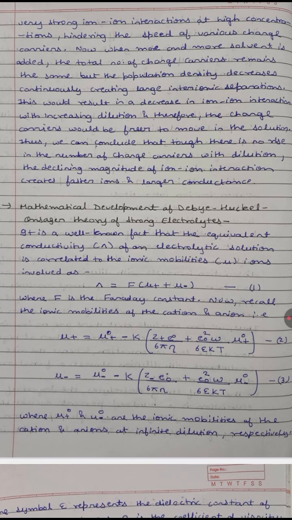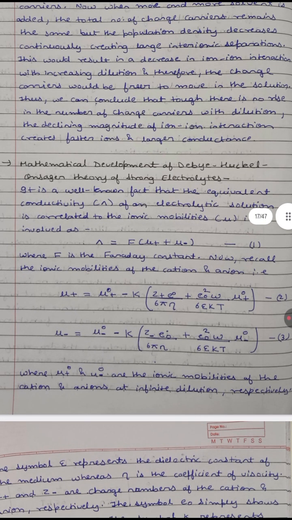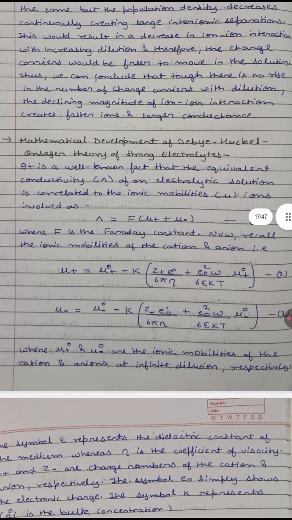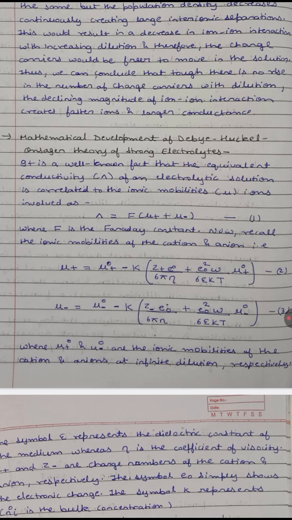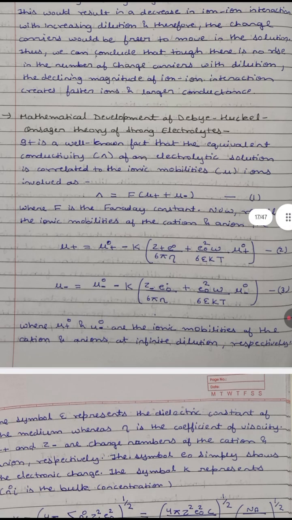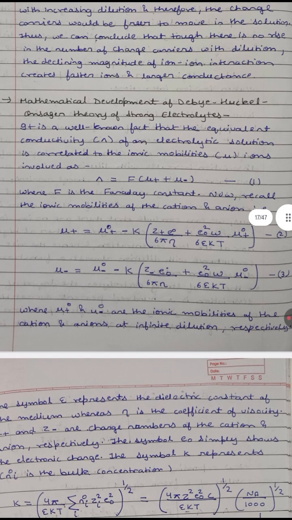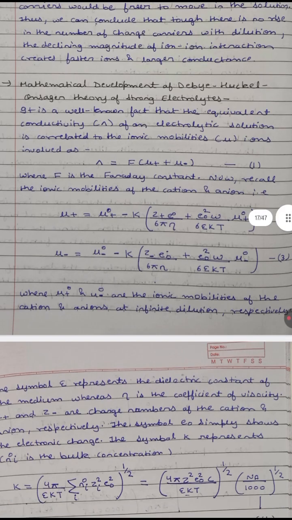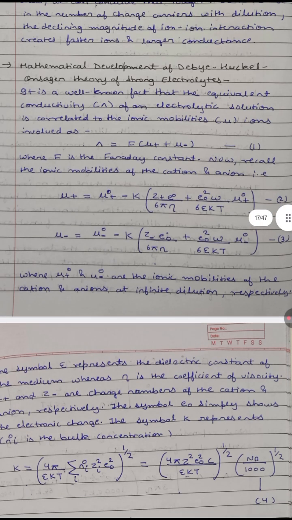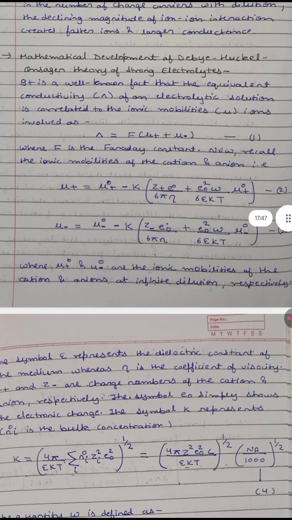Now, when more and more solvent is added, the total number of charge carriers remains the same, but the population density decreases continuously, creating large interionic separations. This would result in a decrease in ion-ion interaction with increasing dilution, and therefore the charge carriers would be freer to move in the solution. Thus, we can conclude that though there is no rise in the number of charge carriers with dilution, the declining magnitude of ion-ion interactions creates faster ions and larger conductance.